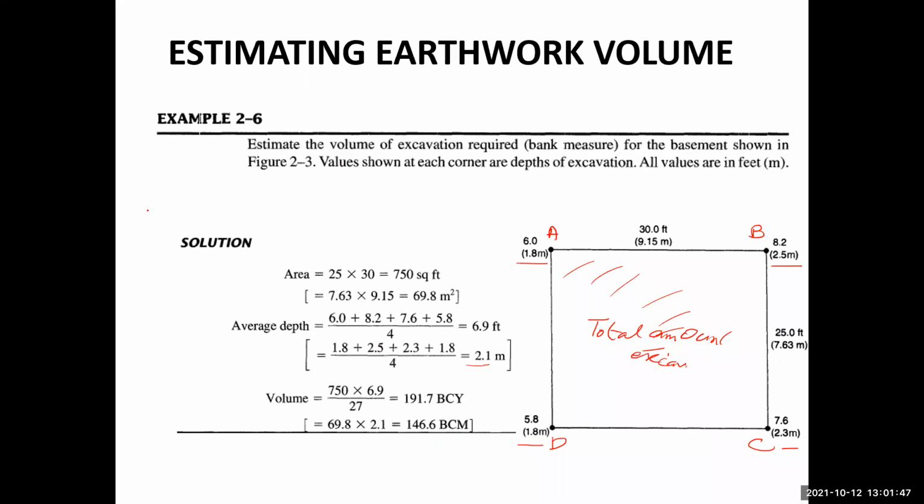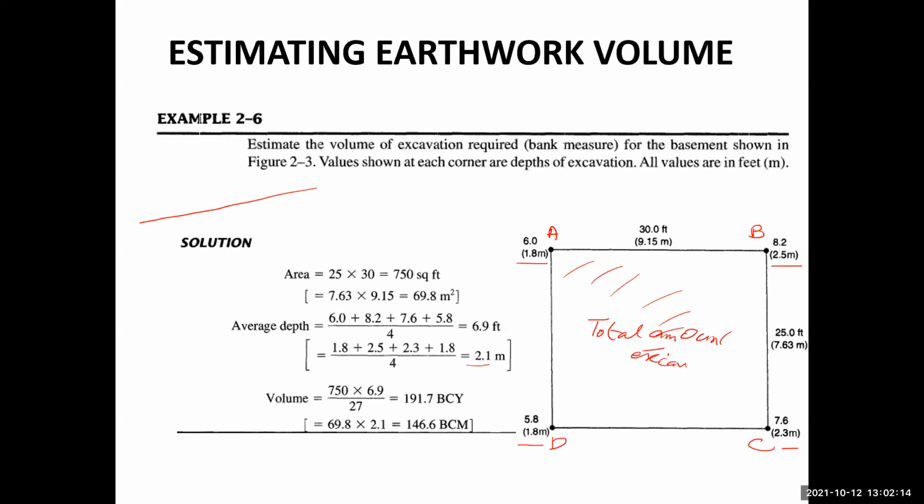Maybe it may be something like this. So at lower at one point, higher at the other point. So for example, at A, we need 1.8 meter depth. So at point A. And then at point B, we will need 2.5 meter depth. So to reach the desired level.